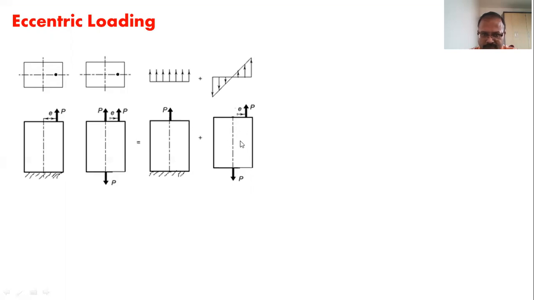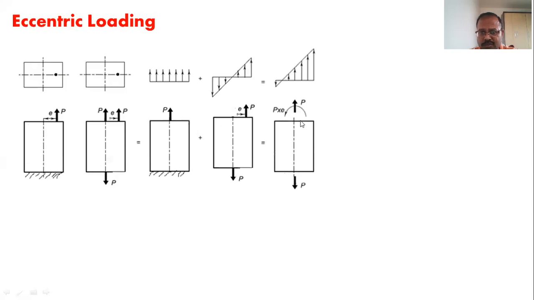Why? In the other figure, the loads are equal, opposite and parallel to each other, and therefore they form a couple, and the net effect of this couple is to produce a bending moment. The effect of this P is to produce direct stress, while the effect of the couple P and P is to produce a bending moment and therefore induce bending stresses. Therefore the net result of eccentric loading is to produce direct stress and bending stress.